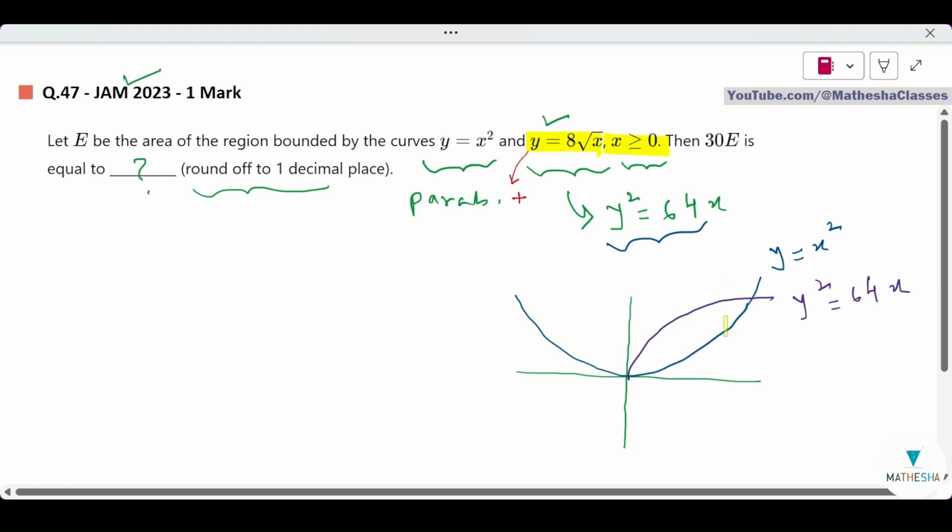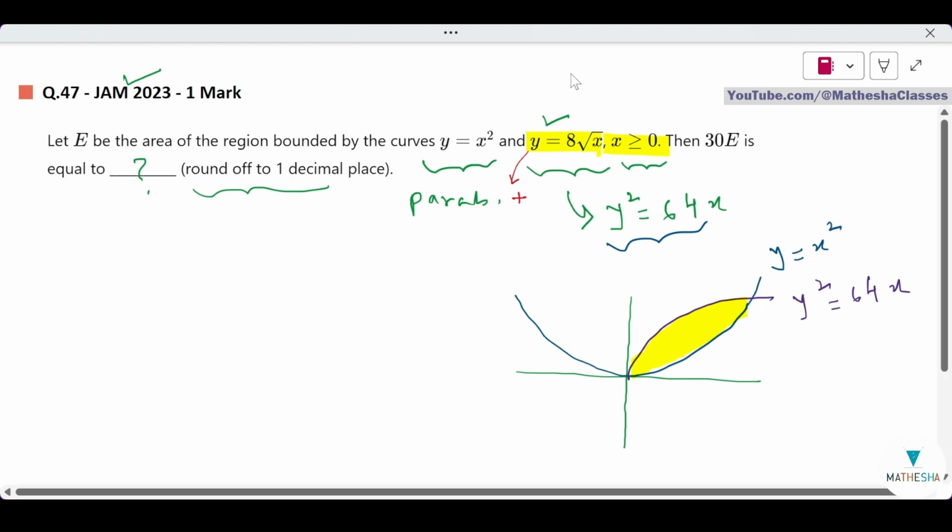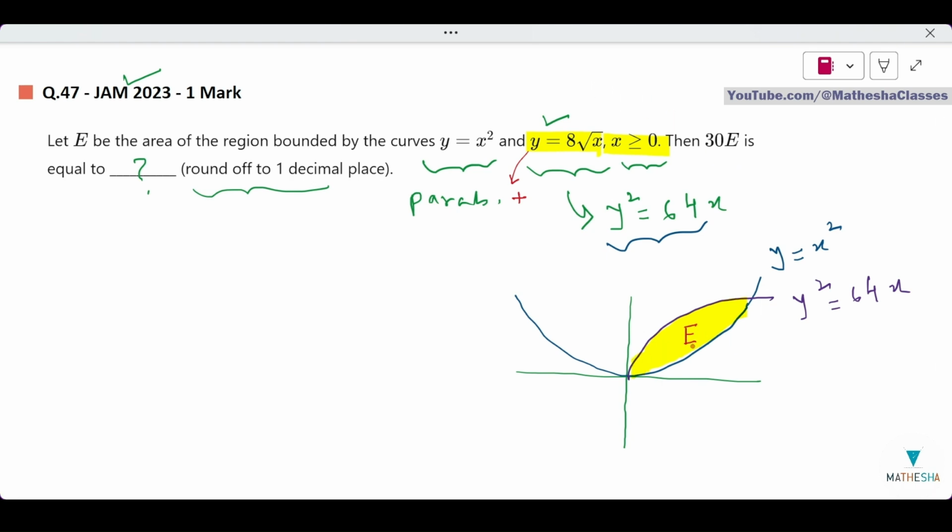Now you have to find the area bounded by those two curves, which is E. So E is basically this part. This is the area E. So how will you find it? To find it, we first need to find out the point of intersection of those two curves. One of the points of intersection is definitely 0, 0. We have to find the other one.